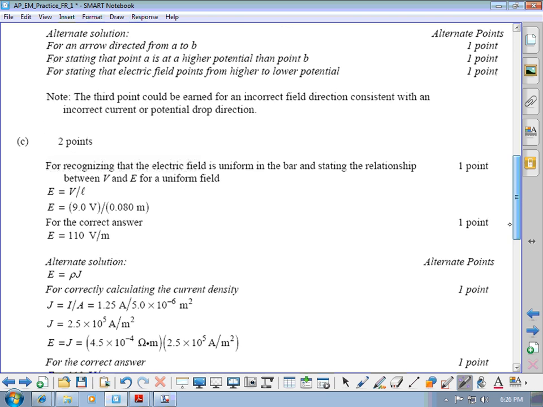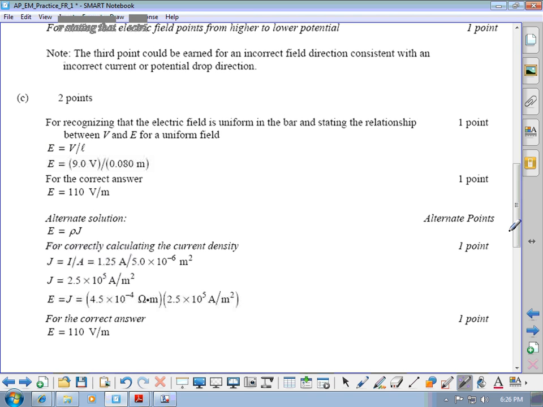Part C was just worth 2 points. Again, recognizing that the electric field was uniform, the electric field equation is V over L, or V equals E times L. Again, change in voltage equals E times D. Saying something like that was 1 point, and then going through and plugging in the values and calculating it was the other point. Again, they just used the two significant figures, so they rounded off to 112 or 110 volts. We had 112.5 volts per meter.